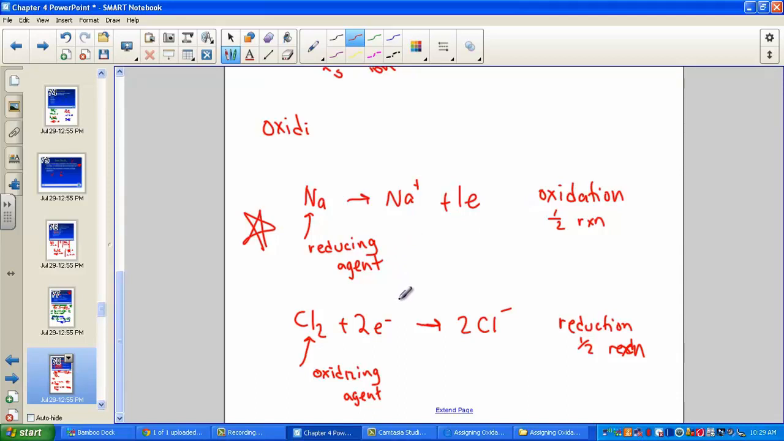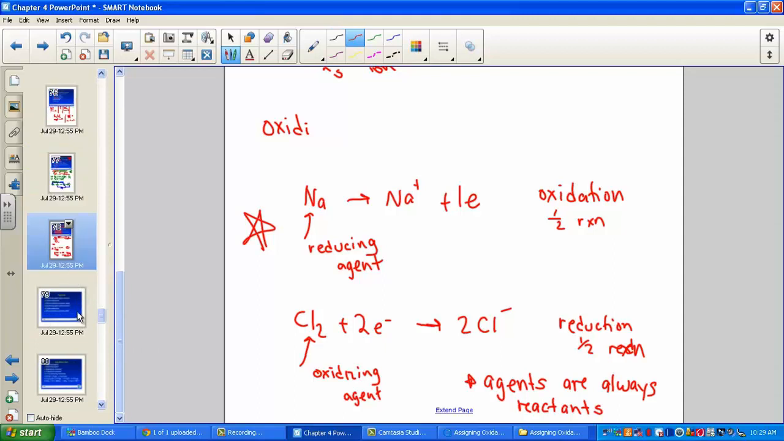Agents force the other reactant to do the opposite of what it has done. Wherever we've had an oxidation, we must have a reduction. Reducing agent is the substance that was oxidized. Oxidizing agent is the substance that was reduced. By the way, another good note: agents are always reactants. Let's go on and take a peek at the next slide.